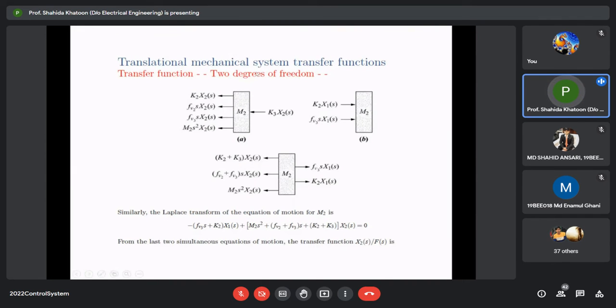So if you consider M2, you can see these are the forces in this direction, and M2 is connected to the wall through this spring. So this is the free body diagram for M2. You can take the Laplace transform and you can get this equation. You can draw this diagram also and you can understand better.